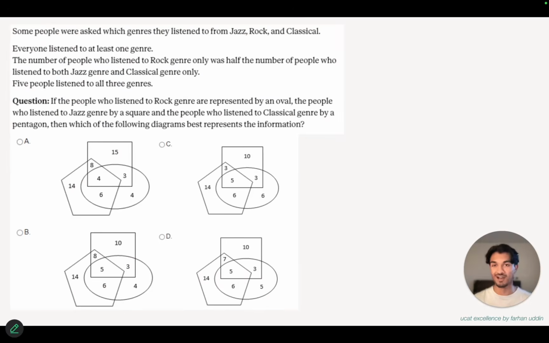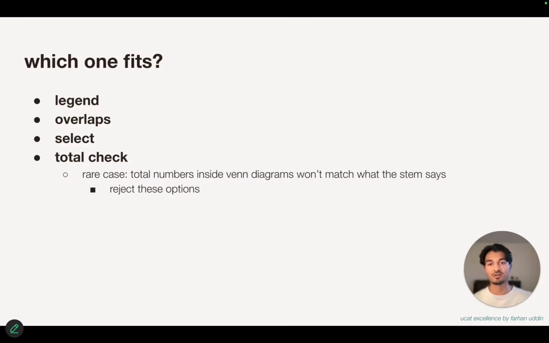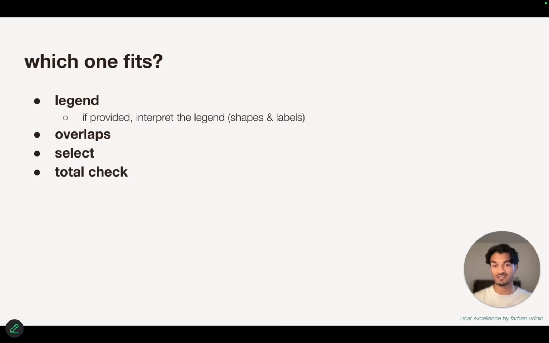For this one, it does, where it says you've got the rock genre with the oval and then the jazz by the square and so on and so forth. So for some questions, it will give it to you, and that's where you want to interpret it, but some won't. So just keep that in mind.